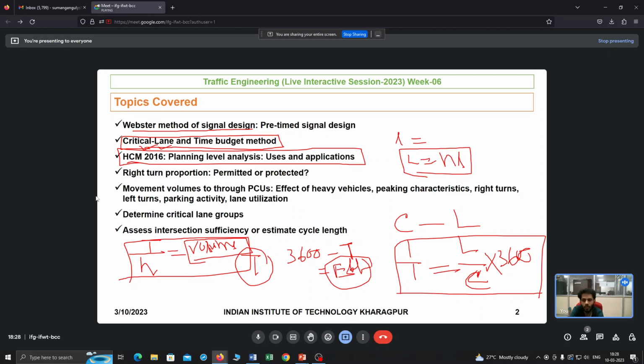Then the lane utilization. So suppose the scenarios are, one is only through movement, the other is through as well as left turning traffic occurring simultaneously from a lane.